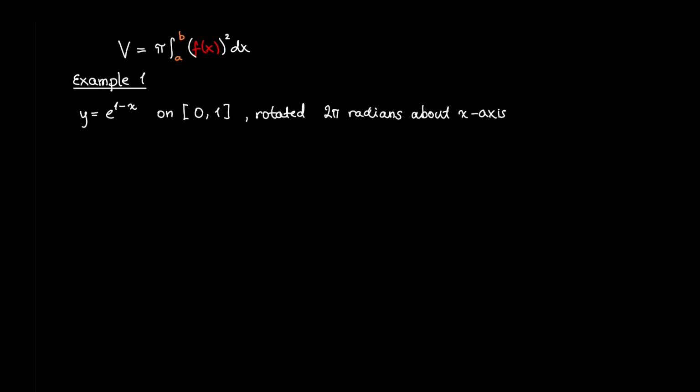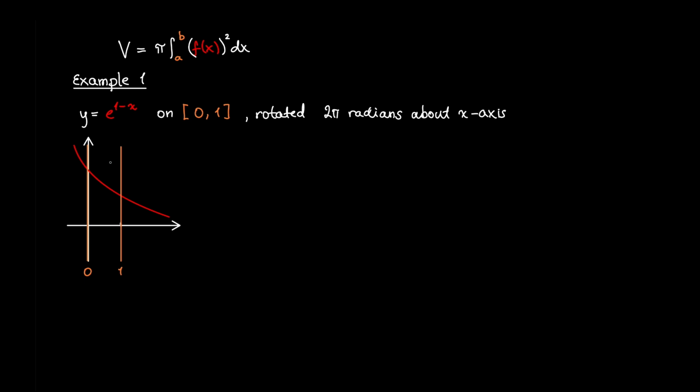So for the first example, we have a function e to the power of 1 minus x, and we're asked to find the volume on the interval from 0 to 1 when this function is rotated 2 pi radians about the x-axis. Please recall, 2 pi radians is simply 360 degrees, so that means we make a full rotation around the x-axis. First, let's sketch this curve on a graph to help us visualize.